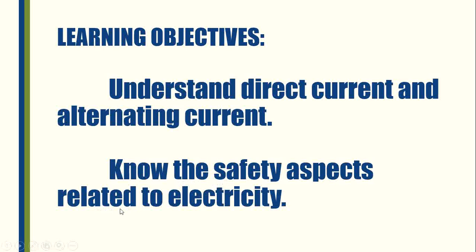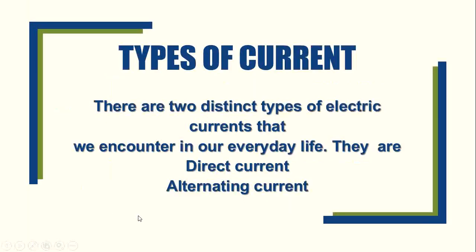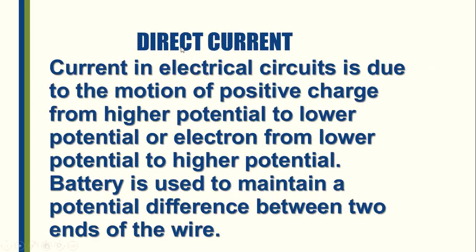In today's class, our learning objectives are to understand direct current and alternating current, and to know the safety aspects related to electricity. Types of current. There are two distinct types of electric current. They are direct current and alternating current. Now let us see the direct current.